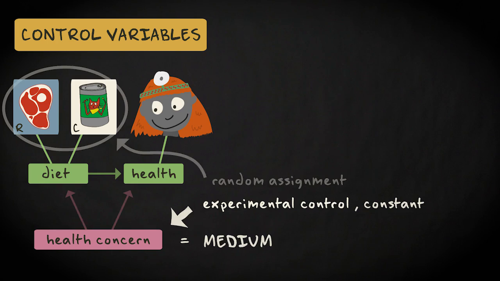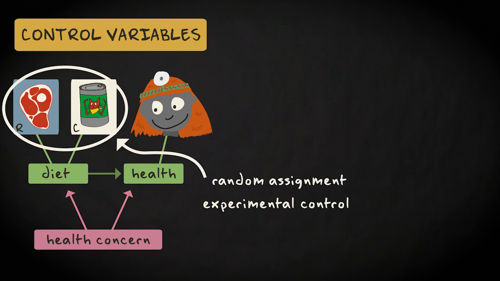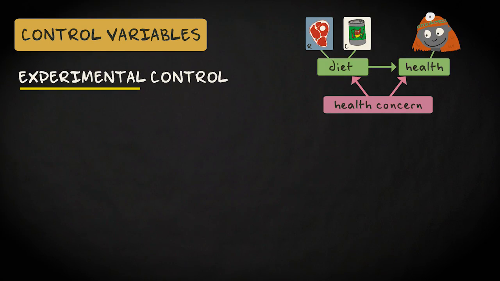Another solution is to assign cats to the diets randomly, relying on randomization to eliminate any relation between diet and health concern. One of the goals in experiments, especially lab experiments, is to eliminate as many potential confounders as possible by using randomization and keeping extraneous variables constant. Of course, we're not always able to control variables experimentally.